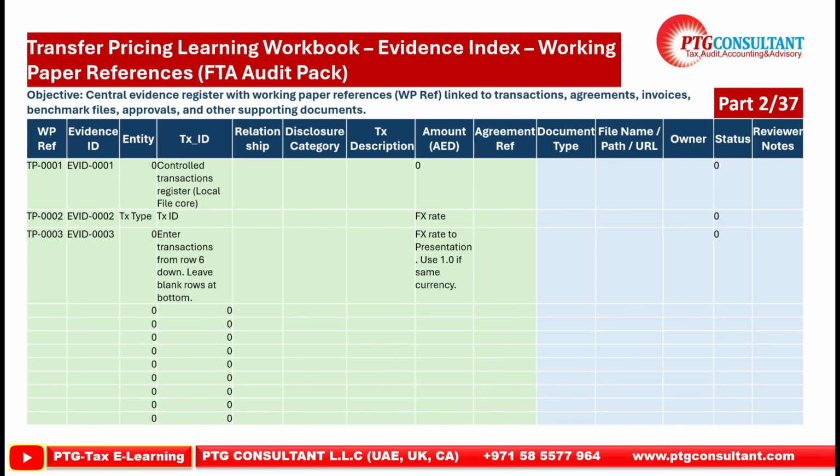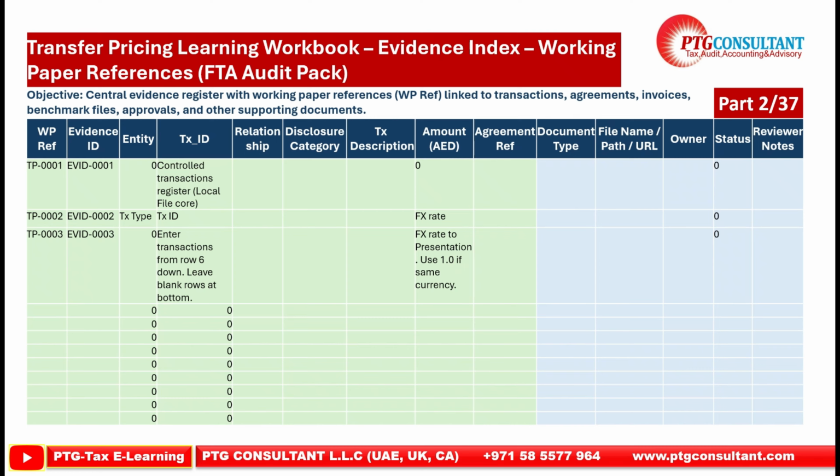How to use the columns in this sheet. This evidence index is designed to work like a professional audit file. WP Ref and Evidence ID are your internal reference codes, so every item of evidence can be tracked and cross-referenced quickly. Entity identifies which UAE entity the evidence relates to, important for groups with multiple entities or branches. Transaction type and TXID link the evidence directly back to a transaction record.